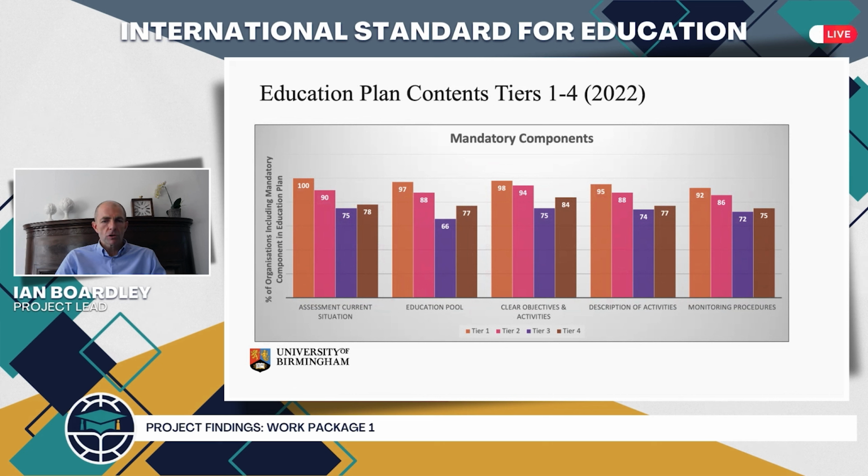But looking across the different mandatory components, I think the other thing to point out here is that probably monitoring and evaluation is the one where we're seeing slightly lower compliance across the tiers on the whole as well. And that resonates certainly with some of the other findings from other aspects of our project.